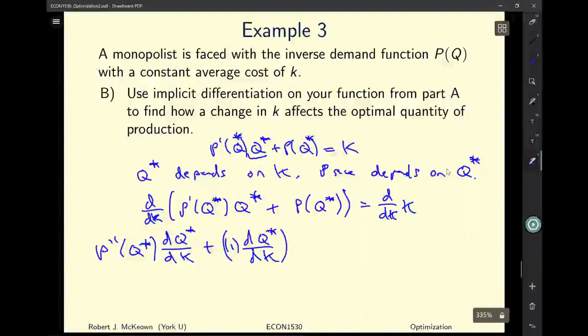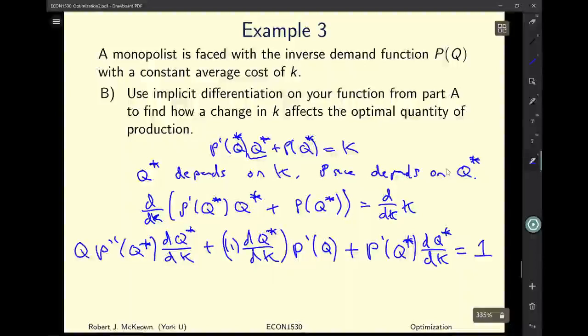Oh, maybe we don't need a bracket there. I'll just write P prime Q to finish the product rule plus P prime Q star times the change in Q star with respect to K is equal to 1. And it looks like I just missed a Q star here in the first term right here.